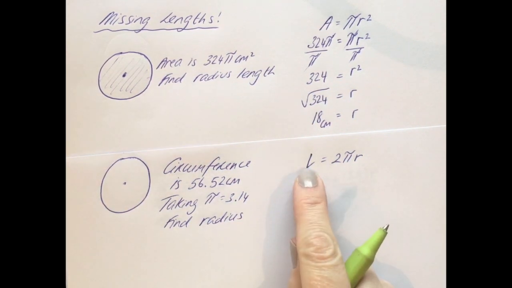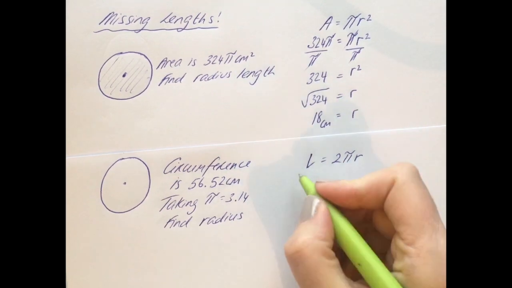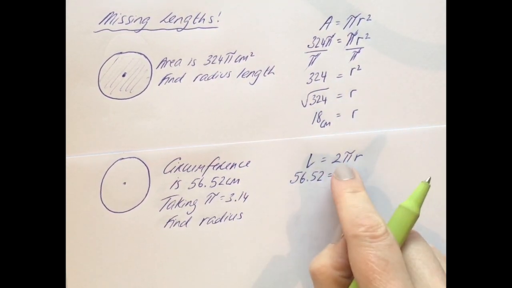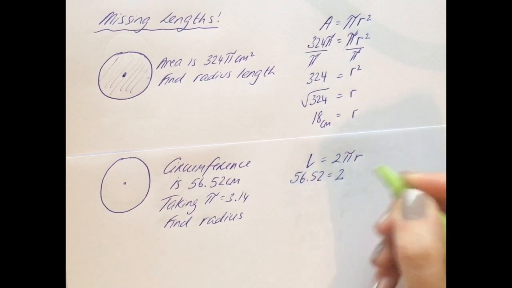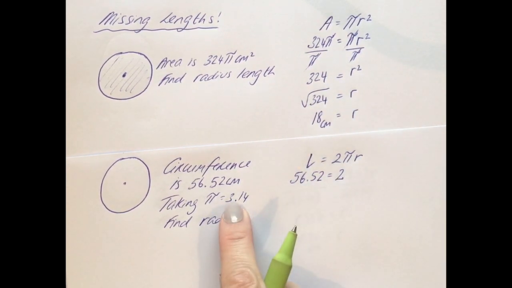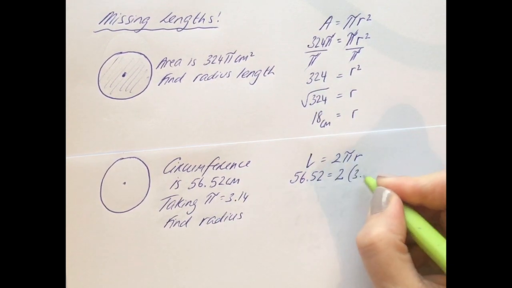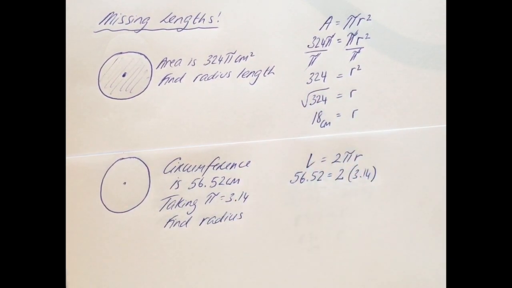So this time, of course, we have the circumference length, which is what the L is. So instead of L, I'm subbing in 56.52 equals. On the right-hand side, the 2 stays as 2, and the pi, of course, I'm told to take it as 3.14. So sub in 3.14 in brackets for pi. And the radius, of course, I don't know, so we may leave it as r.